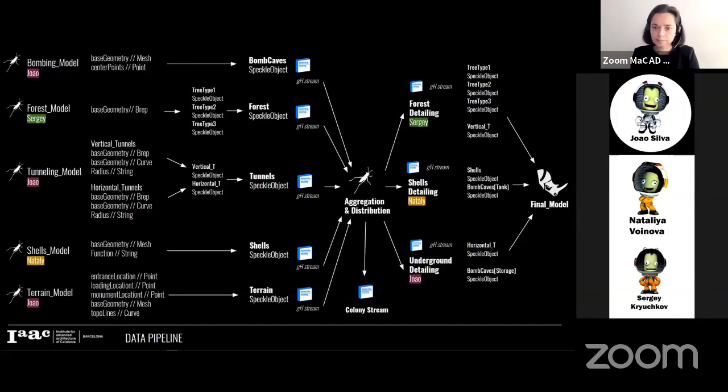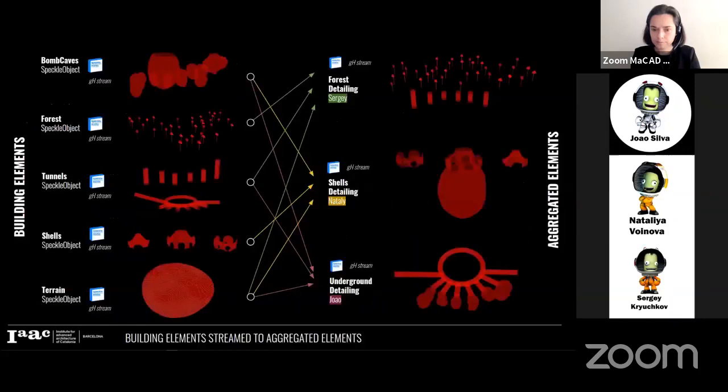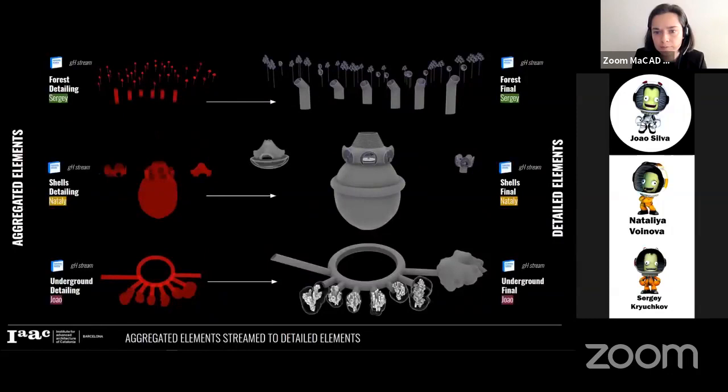After all the detailing, we reach the final model. Here it's possible to see how the building elements are translated into aggregated elements for detailing. Parts of the bomb caves and tunnel objects go into two different streams, while forests and tunnels go in one stream each. Terrain, of course, is sent out to the three streams. And this is a visualization of what happens locally for each member. The building gets developed with new information and then sent out in final streams.